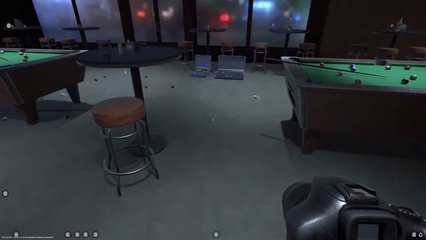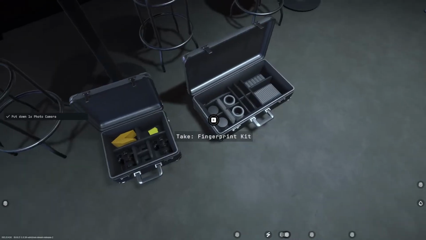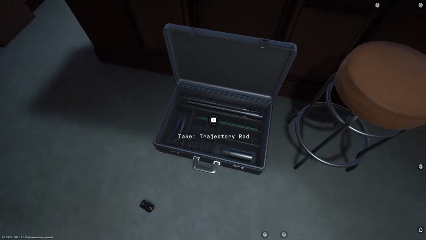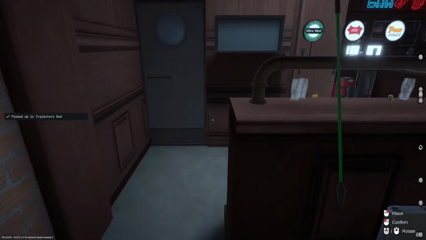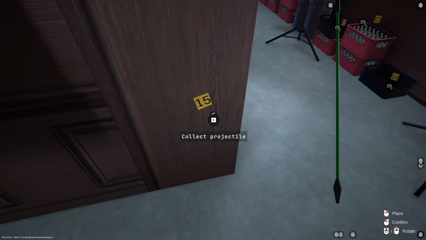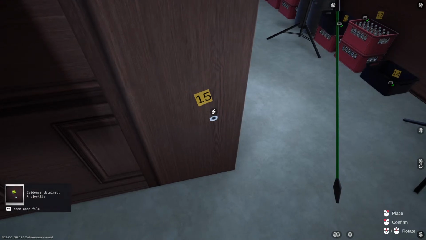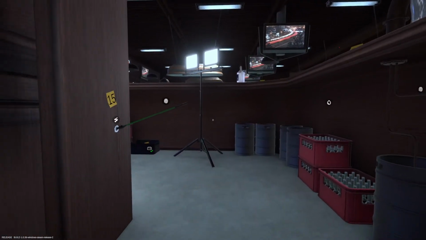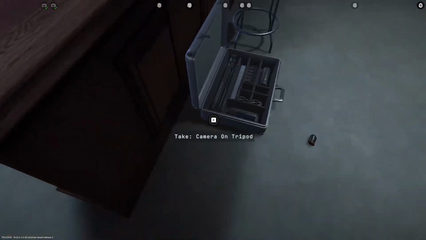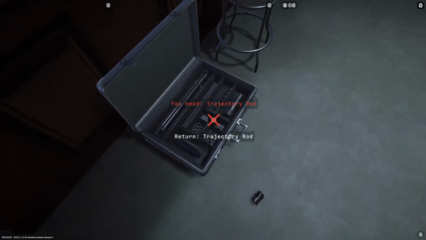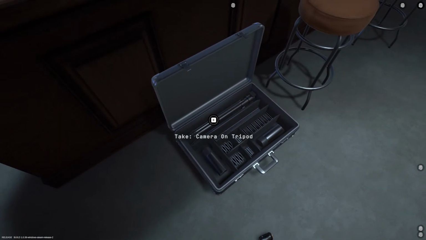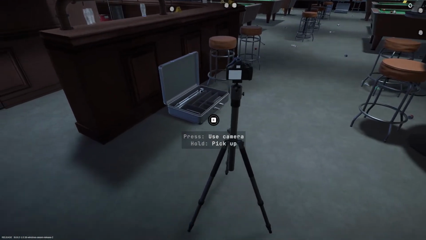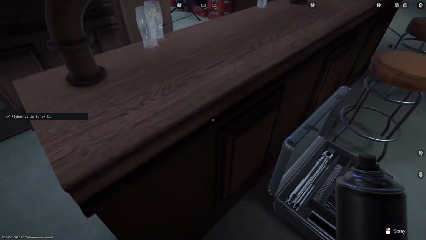Alright, let's work on that gunshot. Okay. Let's see. Where's the tripod? There we go, tripod. I guess we put this here. We'll try that. Grab a spray can.